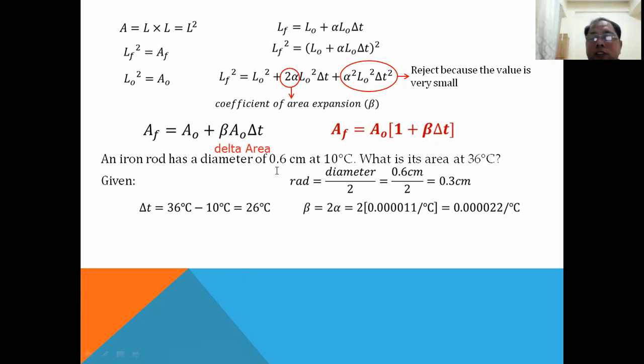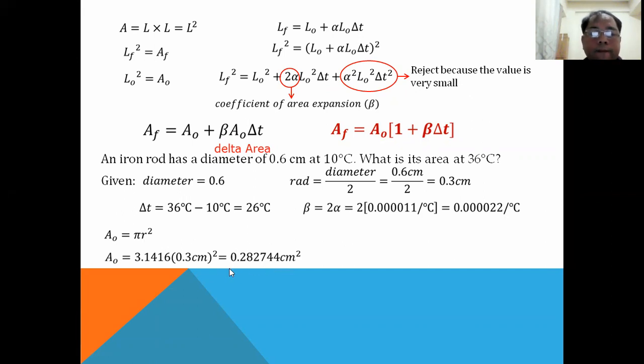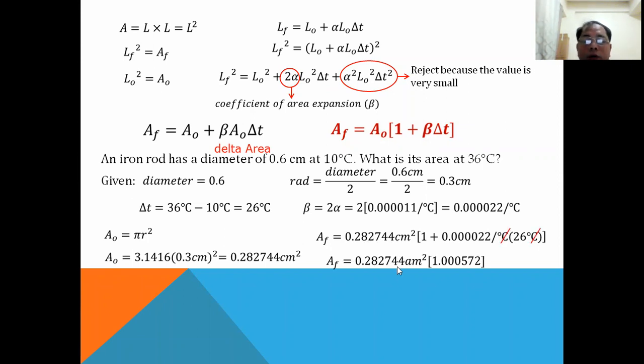But what we are dealing with now is an area, having a diameter of 0.6 centimeter. So if you try to calculate the original area, if that is a circle, then the original area must be this much. The area of a circle is pi r squared. So how much will be the final area when you let this be subjected to a change of temperature from 10 to 36? Again, we can get the final area to be the sum of 1 plus the change in the area, multiplied by the original area of 0.282744. And eventually, when you find the final area, it will be this much.